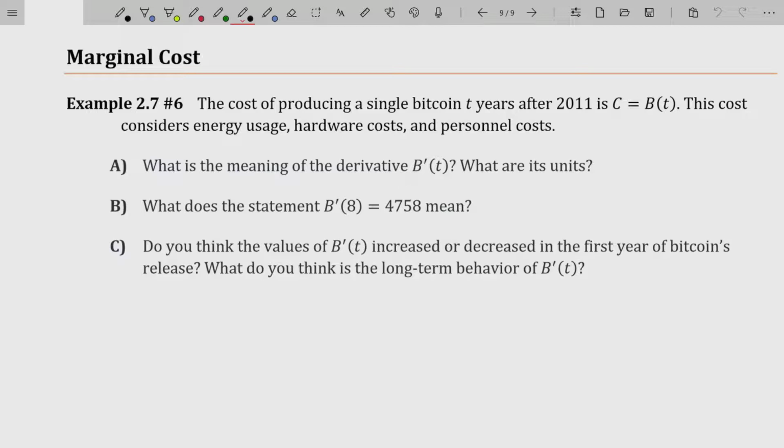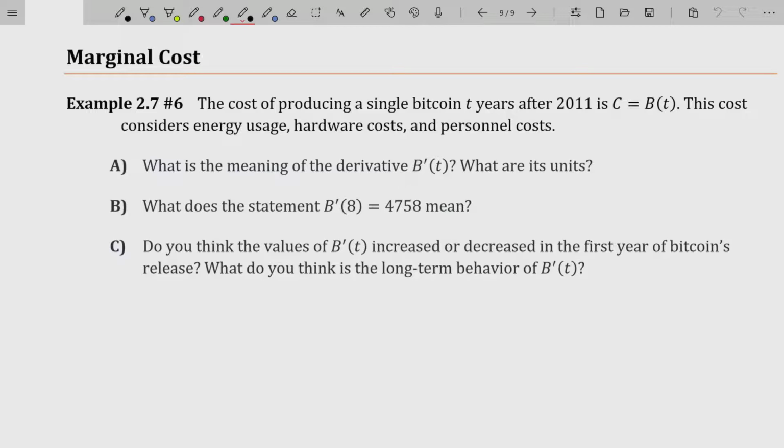The cost of producing a single Bitcoin T years after 2011 is C. We'll just call it C, which is the cost. And it's a function of time. So C is equal to B of T. This cost considers energy usage, hardware costs, and personnel costs.